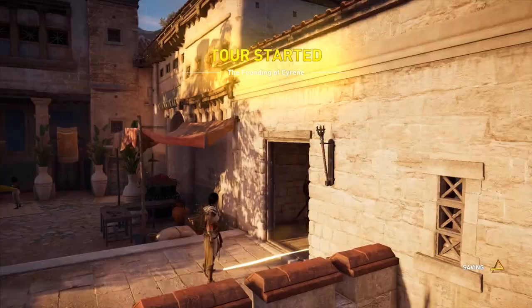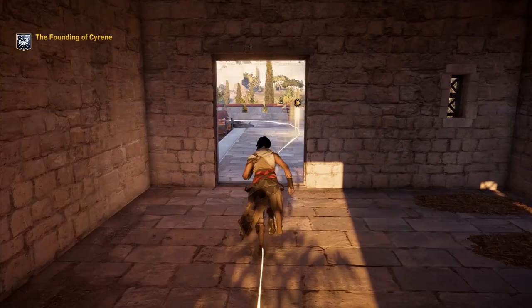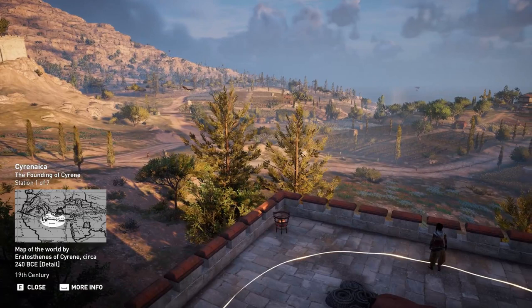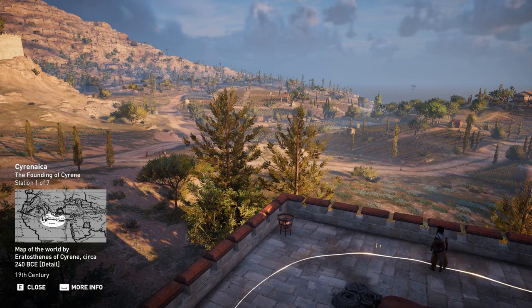Welcome to Cyrene. Cyrenaica stretches across the coast of northwest Africa. It was known as Pentapolis in antiquity, a reference to the five main cities that formed the Greek colonies.